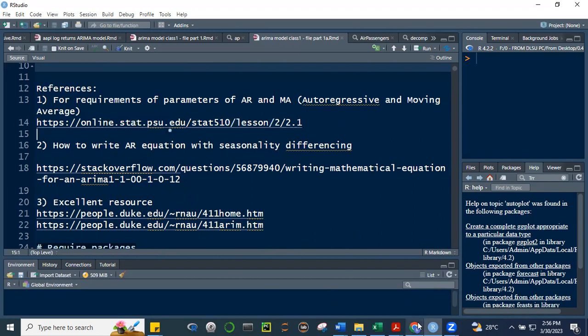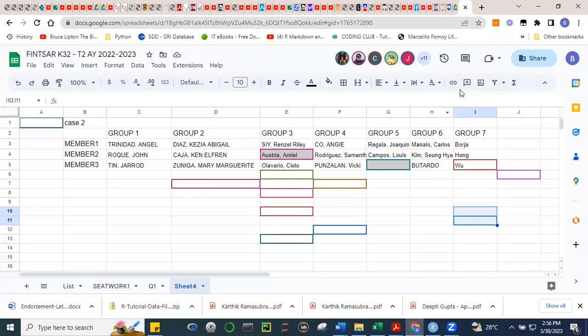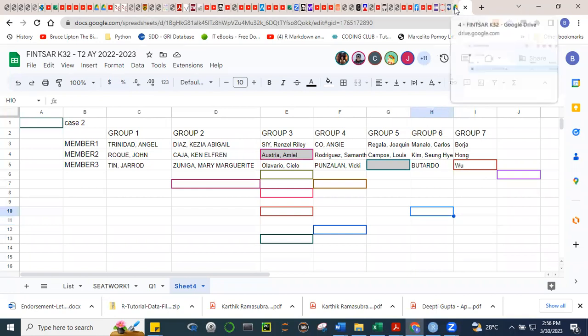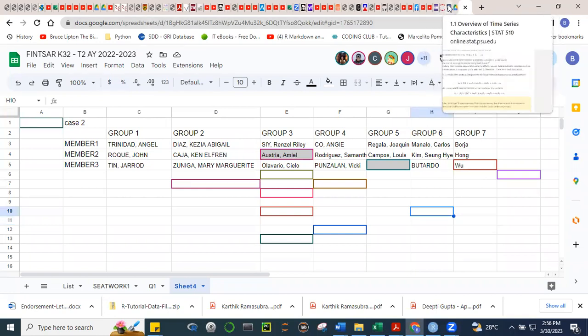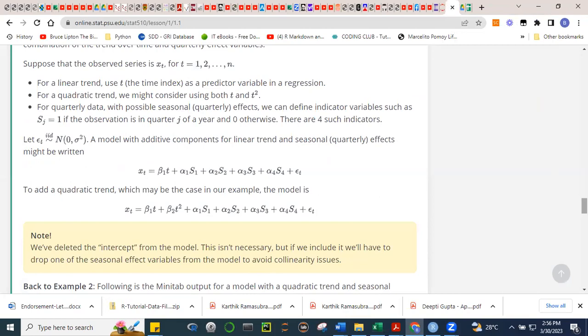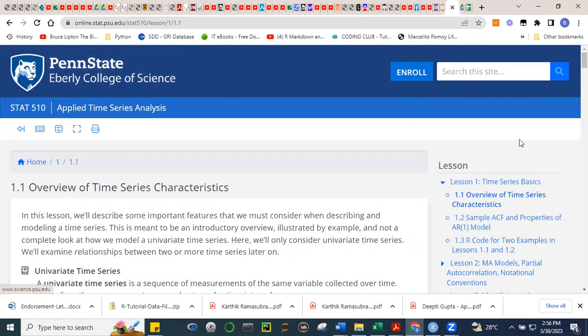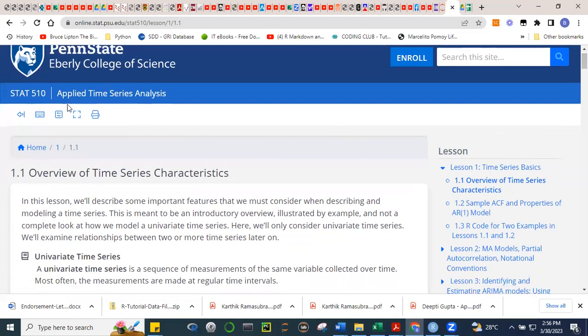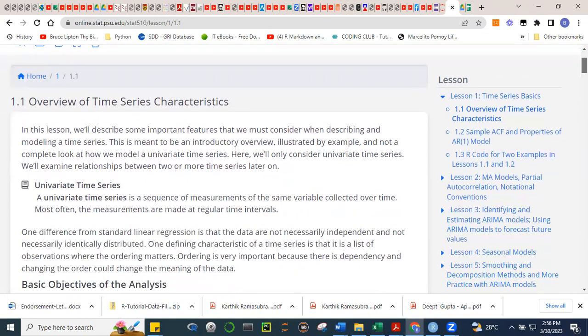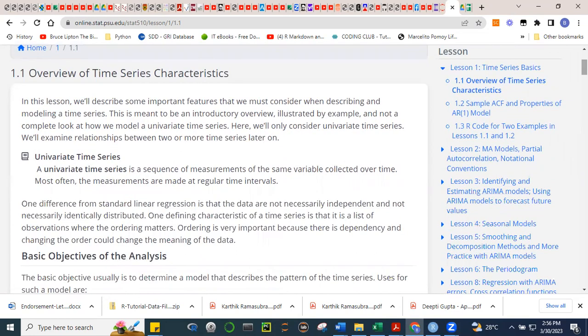Okay, I already opened this, share this with the other class. So let's take a look at that. This is from Penn State University. They have this, it's from one of their subjects, Stat 510, and this is applied time series analysis. We'll take a look at some of the concepts, the theories behind time series analysis.